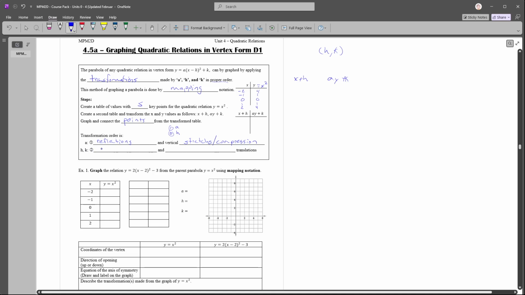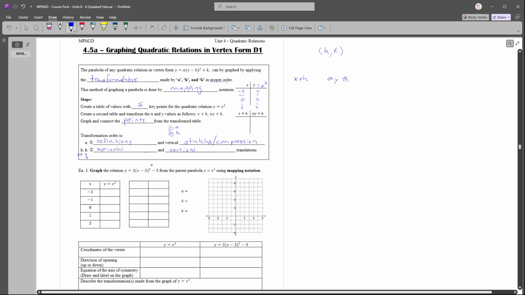So we're going to talk about horizontal and vertical translations. So how much is it shifted left and right and up and down? Remember, H is for horizontal and K is for vertical. Alrighty. Now, this is all the information we need to know. So let's go and apply this information.